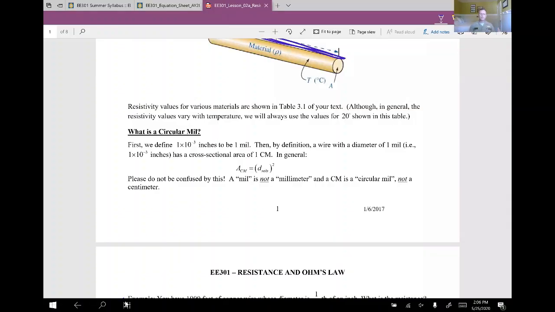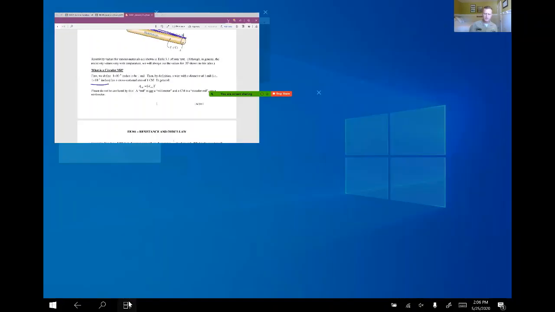So let's talk, what is a circular mil? Here's a formula for it. If we have a diameter in mils, which 1,000 mils makes up an inch, we can see that right here, 1 times 10 to the negative 3 inches. So 1,000 mils equals 1 inch. And if we take that number, we square it. But really, what is it? It's kind of harder to visualize.